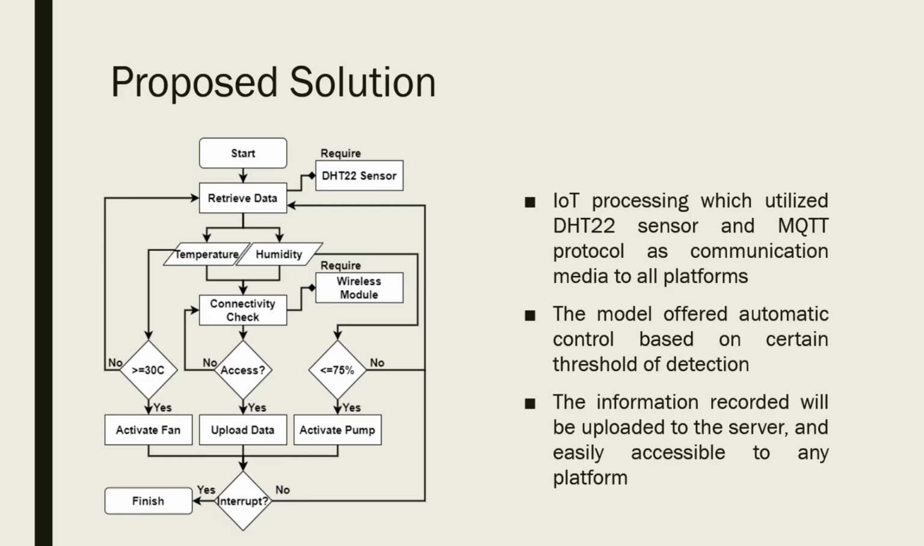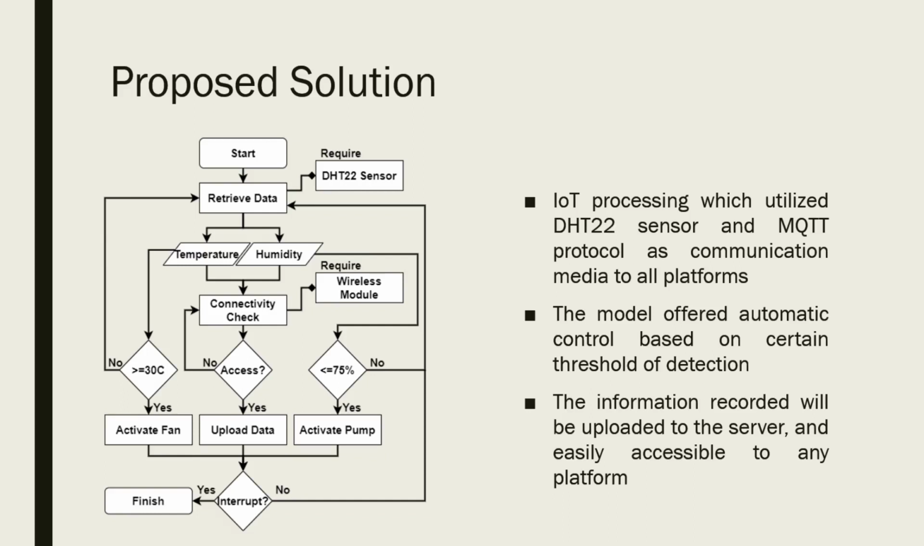This model offers automatic control where, when the temperature or humidity reaches a certain threshold, for example the temperature goes beyond 30 degrees Celsius, the IoT device will automatically activate the fan to blow out the heat. Another example is the pump to control the humidity. When the humidity is below 75% relative humidity, the IoT device will automatically activate the pump to water the cultivation.